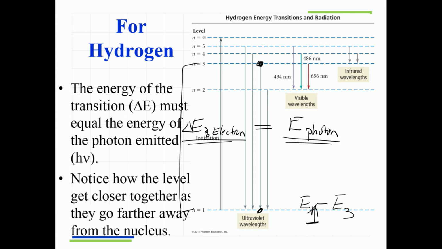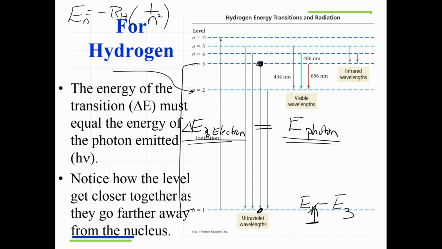The other thing I want you to notice about what we see here is how those energy levels get closer and closer and closer together. For the hydrogen atom, we know that for each one of these lines, the energy is determined with this equation: E equals minus R sub H times 1 over n squared. That's how we figure out the energy of each one of these lines.